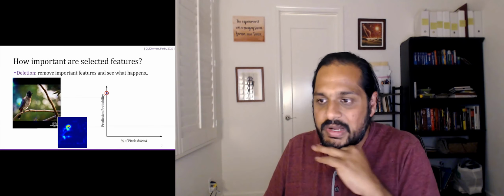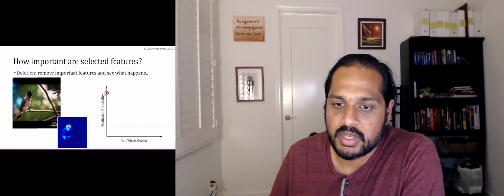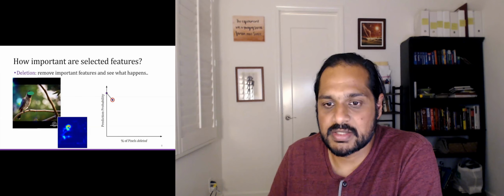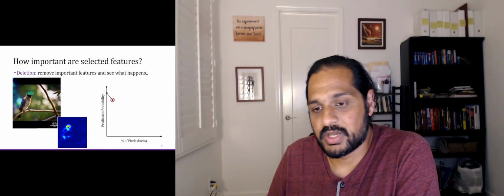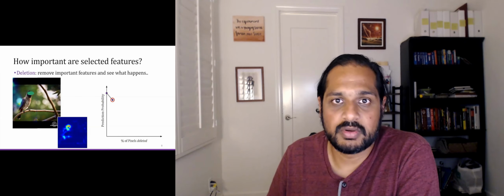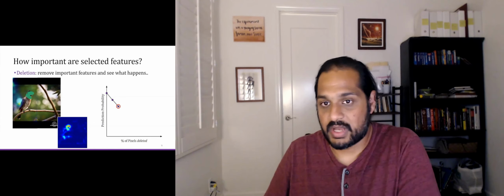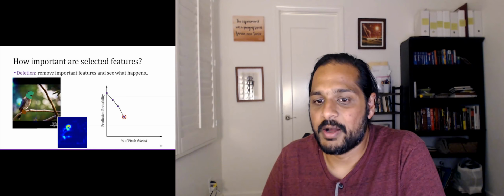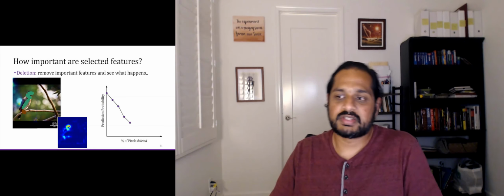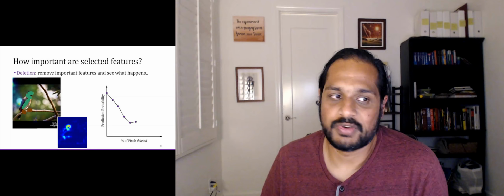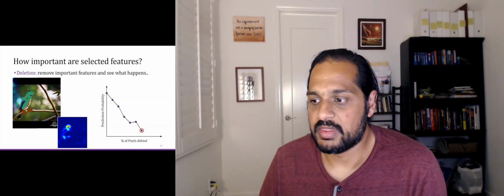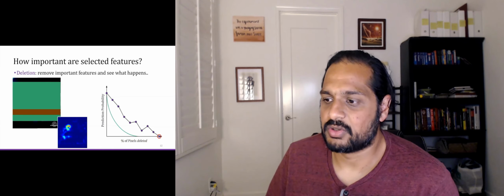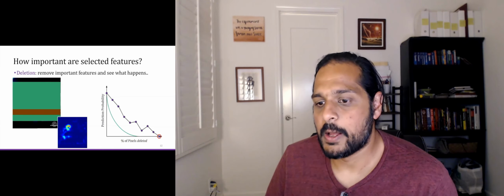So maybe the initial probability is at some point, you find the most important region according to the explanation, remove it, see what happens to the prediction, right? You find the next most important feature, remove it, see what happens. You find the next most important feature, remove it, and see what happens, right? And you keep doing this till essentially you've removed everything in the figure, right? So you've blanked out the figure and you get your final point, right?